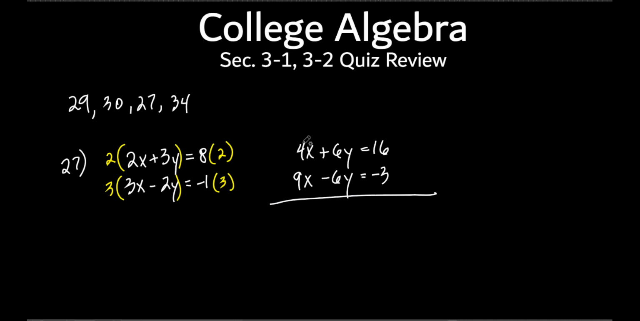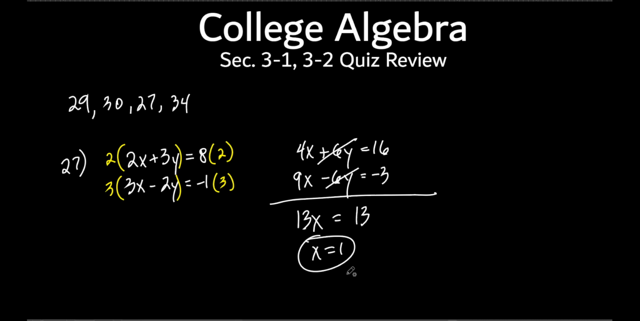So I got to add up all my columns. 4 and 9 is 13x. This is where the elimination takes place right there. That's why they call it elimination, for that one step. Equals what? 13. That's easy. X is 1. So that's one of my answers. Now we're going to write the answer as an ordered pair. I just like to circle it just so I remember where the x is.